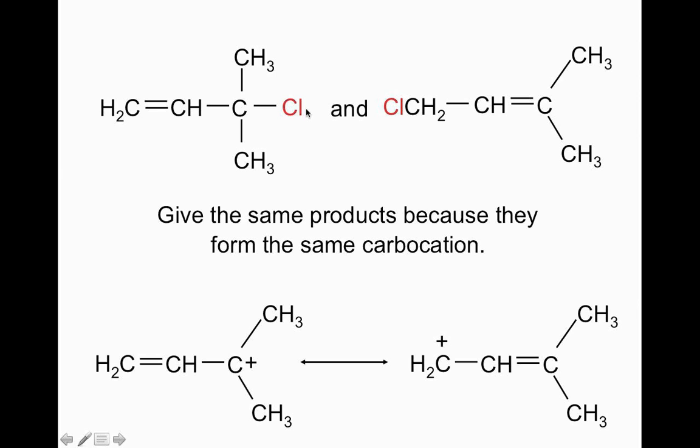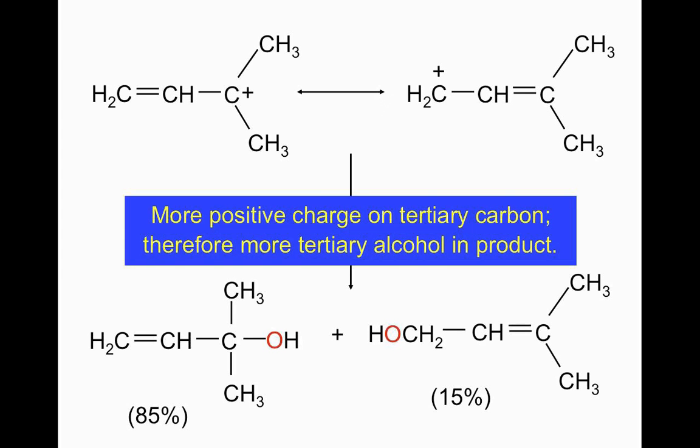As such, in each of these compounds here, when the leaving group leaves, the majority resonance contributor for both of them is the tertiary allylic carbocation, which is more stable. This is because more positive charge is placed on the tertiary carbon, therefore in the end we get more tertiary alcohol in our product regardless of which of the two compounds we begin with.